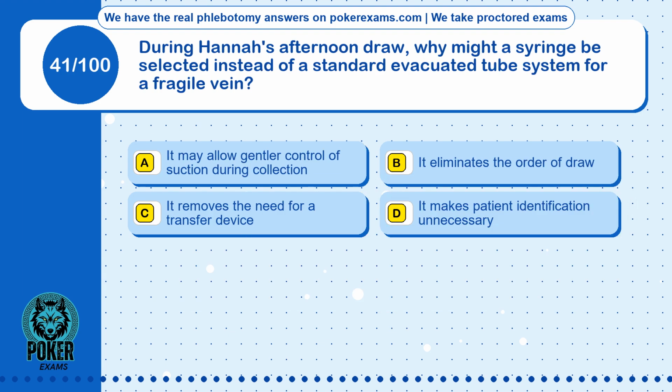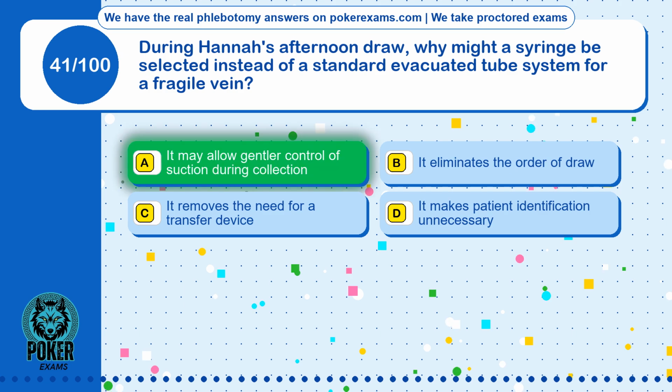Question 41. During Hannah's afternoon draw, why might a syringe be selected instead of a standard evacuated tube system for a fragile vein? Option A. It may allow gentler control of suction during collection. Option B. It eliminates the order of draw. Option C. It removes the need for a transfer device. Option D. It makes patient identification unnecessary.